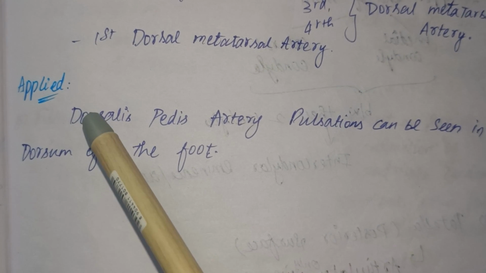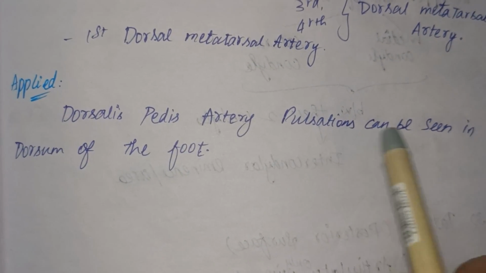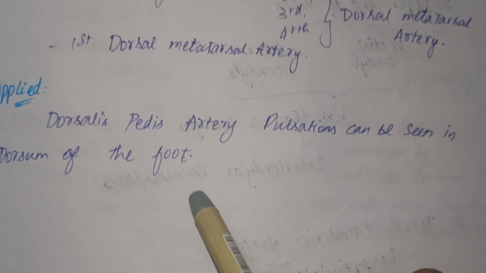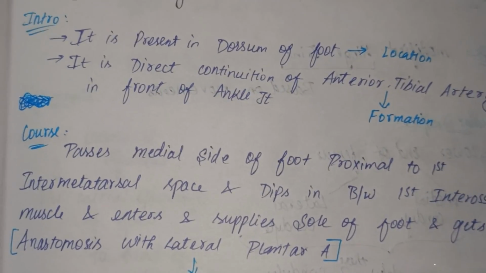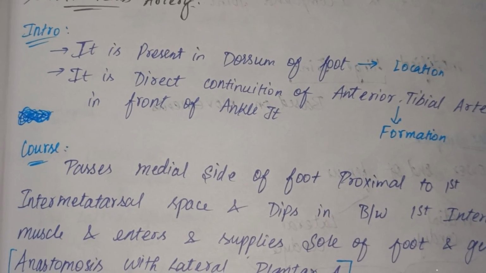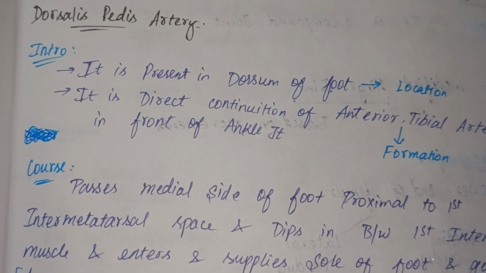The applied aspect of the Dorsalis Pedis artery is that its pulsation can be measured in the dorsum of the foot. So in this video, we have clearly learnt about the Dorsalis Pedis artery, its course, its branches, and the applied aspects of the Dorsalis Pedis artery.